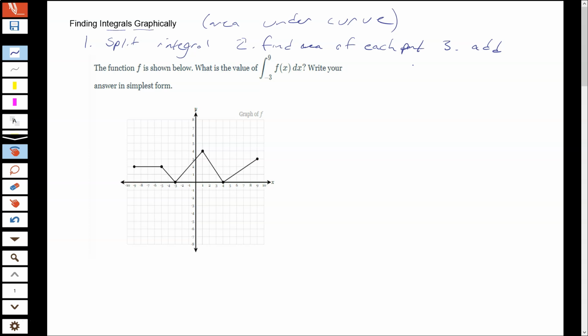let's start by looking at our bounds to figure out where we're looking, right? So what is the value of the integral from -3 to 9 of f of x with respect to x? So -3 is here. +9 is over here. Okay, so notice this zone we don't care about, outside of our boundaries. So we only care about the area between the two numbers written on the integral sign. And again, those are called our bounds.